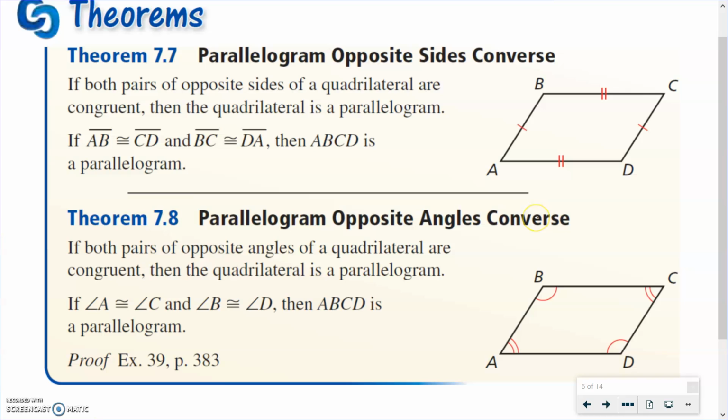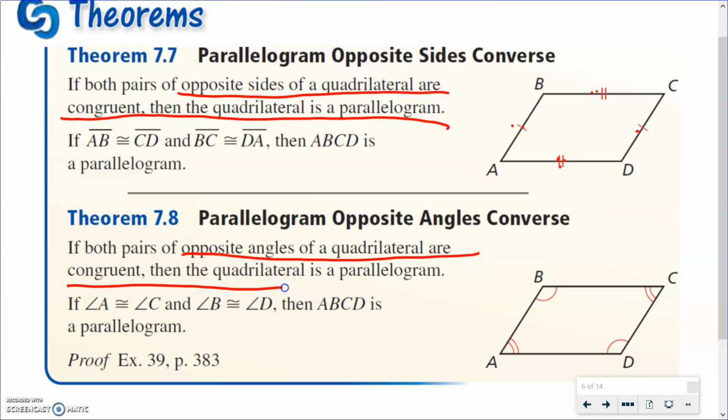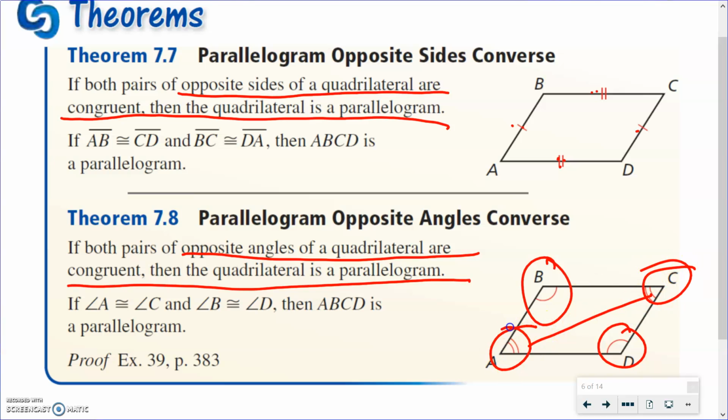Okay. Last ones here is the converse. So if you have two sets of sides across from each other, or opposite sides that are congruent, then it is a parallelogram. So if opposite sides are congruent, then it's a parallelogram. Okay? And if opposite angles are congruent, then it is a parallelogram. So like if these angles and then also these angles are congruent, that means it's a parallelogram.